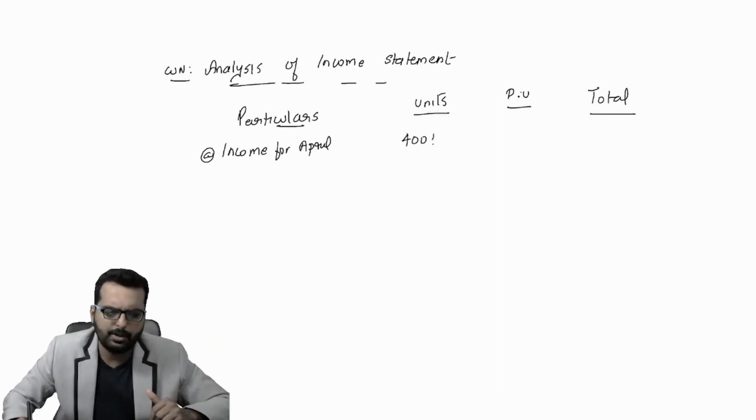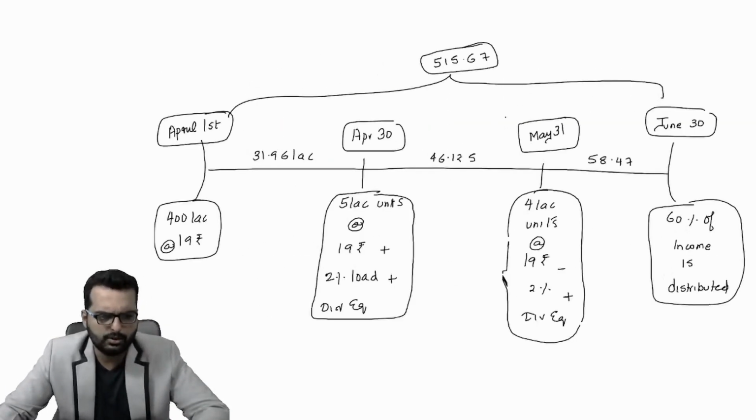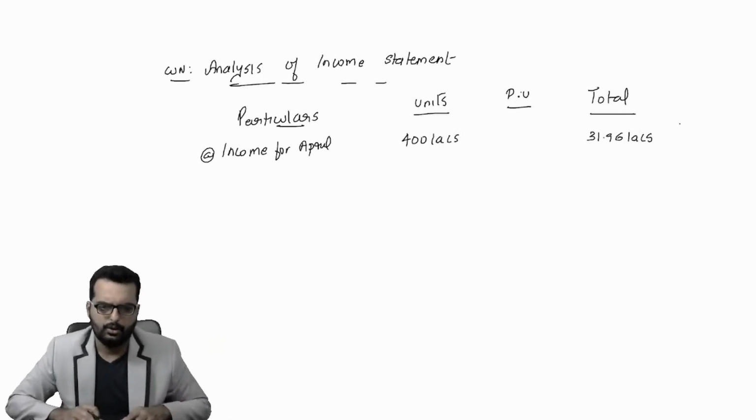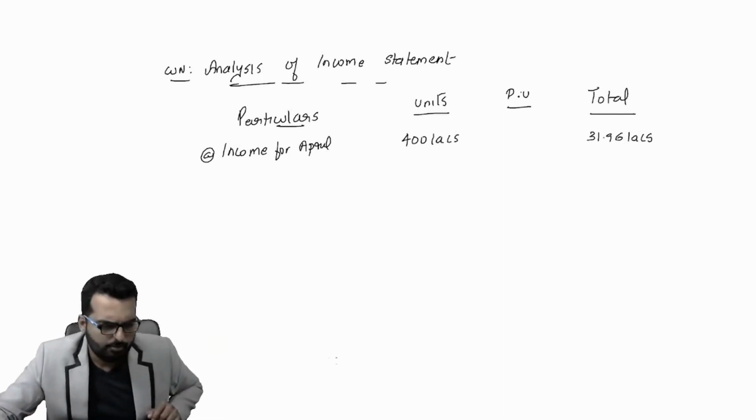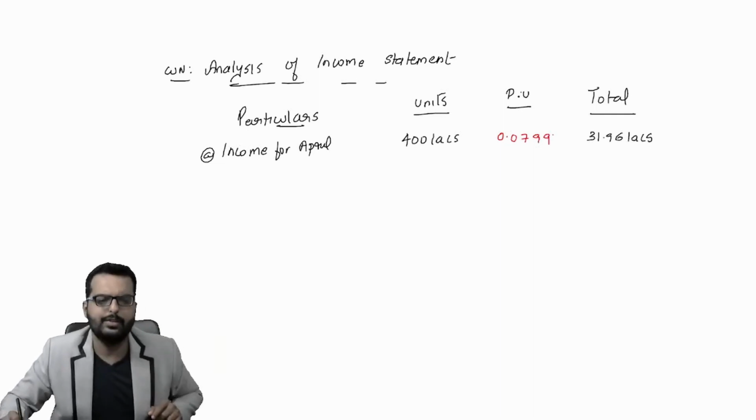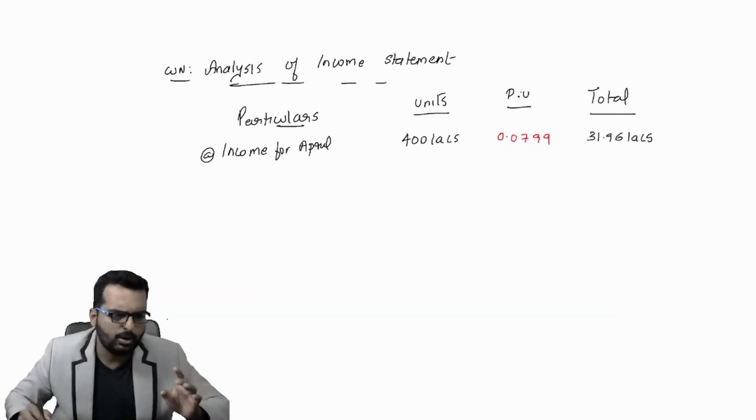Now in April, how many units are there? 400 lakh units are there. And I think we got the total income as 31 lakh 96,000. Correct. So if I do it on a per unit basis, what is the answer I get? 0.0799. I'll take a red ink pen and write down over here 0.0799. Isn't this the same thing that I got earlier also? Correct.